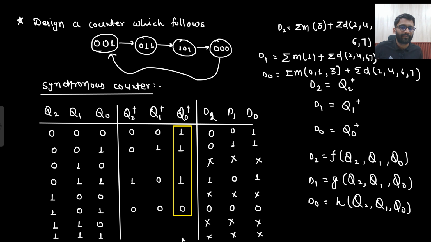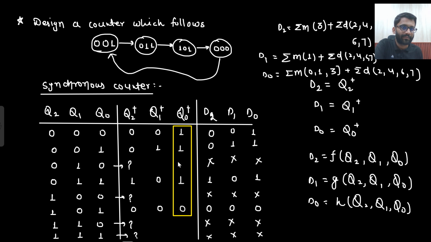But the thing is, you need to check whether it is going into a lockout problem or not. Whenever we design a synchronous counter, we see what will happen to these states, whether it is going into lockout or not. If it is going into lockout, that will be a problem for us, because here we have assumed that it will be starting from 0 0 0. But what if it starts from 0 1 0?